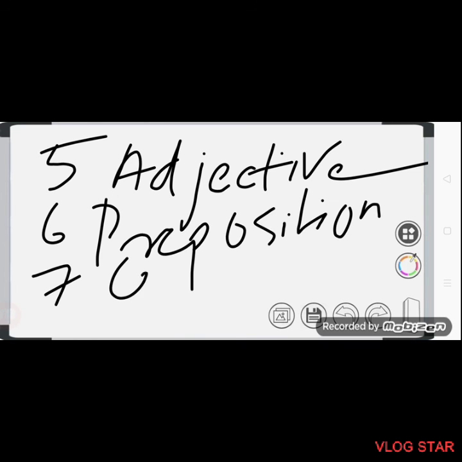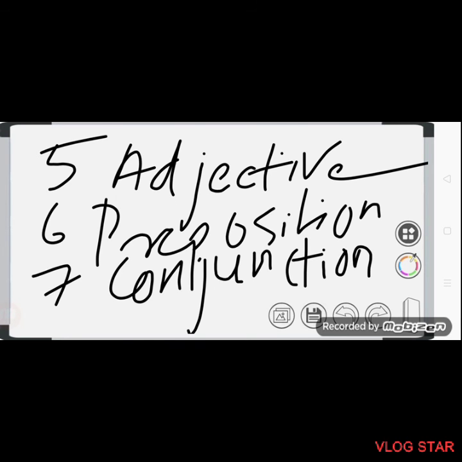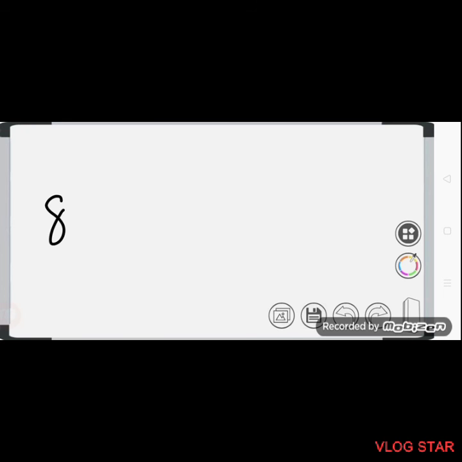And the seventh one is conjunction. Sorry, I made a mistake. Sorry for the mistake. And the eighth one is interjection.